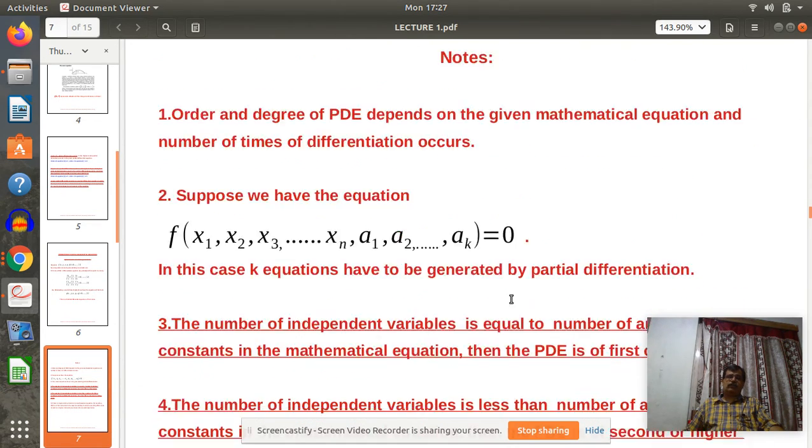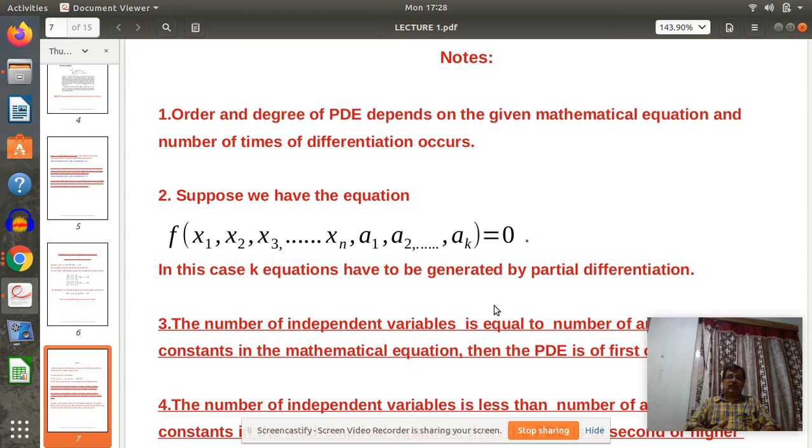Now we have some points to mention regarding the order of a partial differential equation. First, the order and degree of a partial differential equation depend on the given mathematical equation and the number of times differentiation occurs. The order and degree always depend on the given mathematical equation, because it depends on how many arbitrary constants and how many arbitrary functions it involves. Secondly, the number of times differentiation occurs.